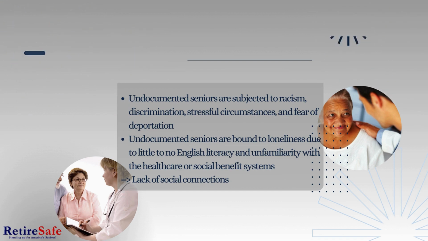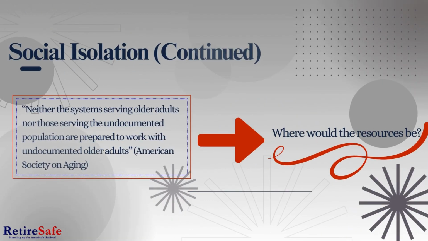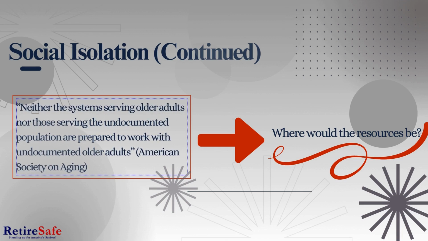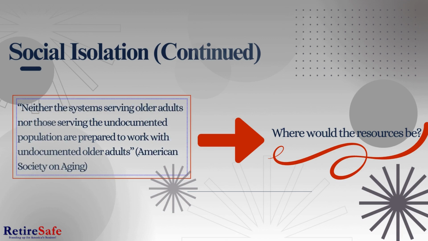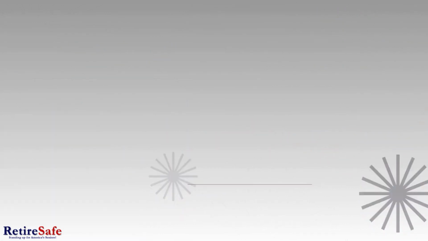Another heartbreaking point of this presentation is that according to the American Society on Aging, neither the systems serving older adults nor those serving the undocumented population are prepared to work with undocumented older adults, which means they won't be able to find a lot of resources out there, since not a lot of organizations are prepared to work with them. So you might ask, where would the resources be?